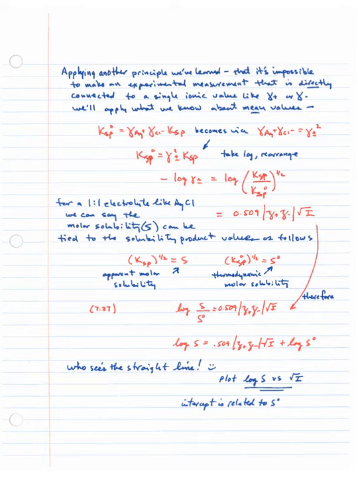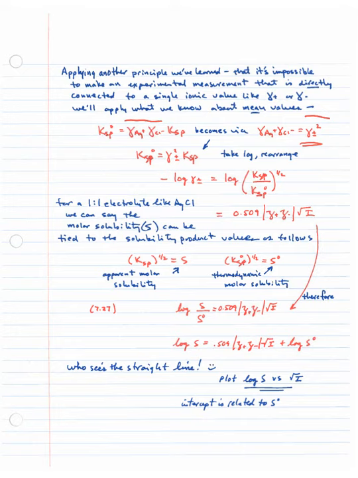So applying another principle we learned, that it's impossible to make an experimental measurement that is directly connected to a single ionic value, we're going to apply the mean values that we mentioned, so that the individual activity coefficient terms that I had in this equation become converted into a mean ionic activity coefficient. Because this is a one-to-one salt, this is exactly equal to the mean activity coefficient squared, and so I substituted that into the expression from the previous slide, take the log of each side and rearrange.